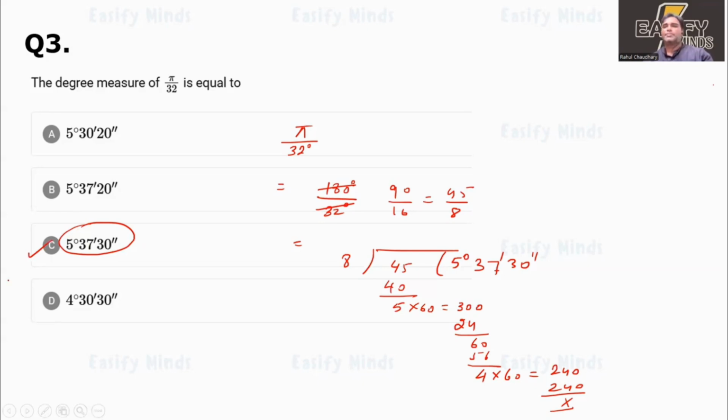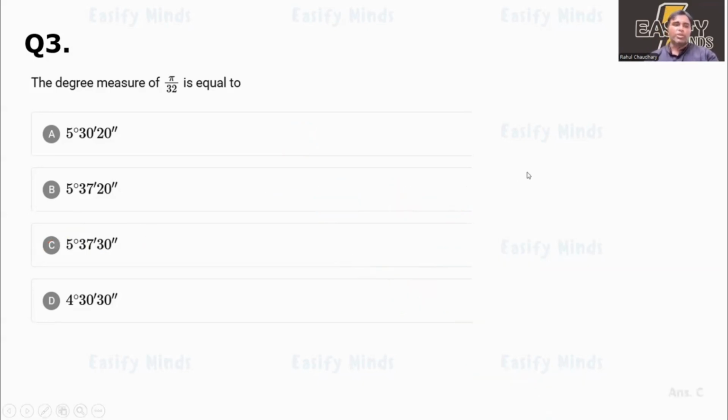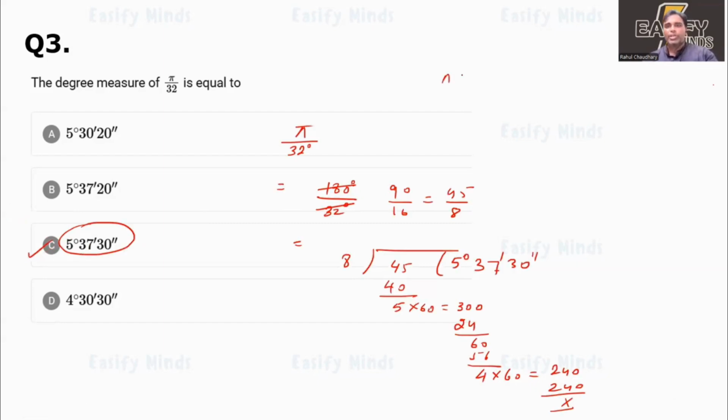That is option C. 5 degrees 37 minutes 30 seconds. So my answer for this question is option C. Conversion you know already, pi means 180 degrees. So if we convert radian to degree, substitute pi as 180. If we have to convert 180 to pi, substitute pi as 22 by 7. Okay.